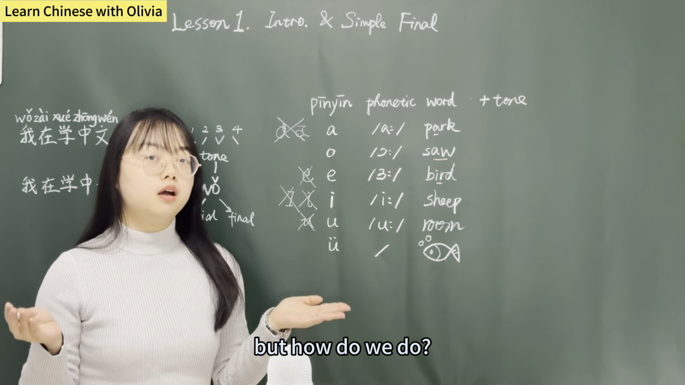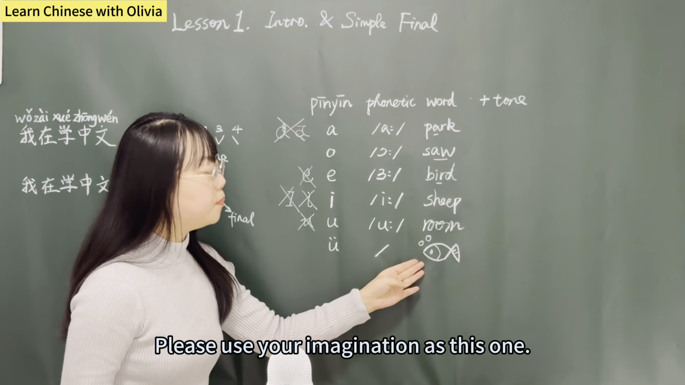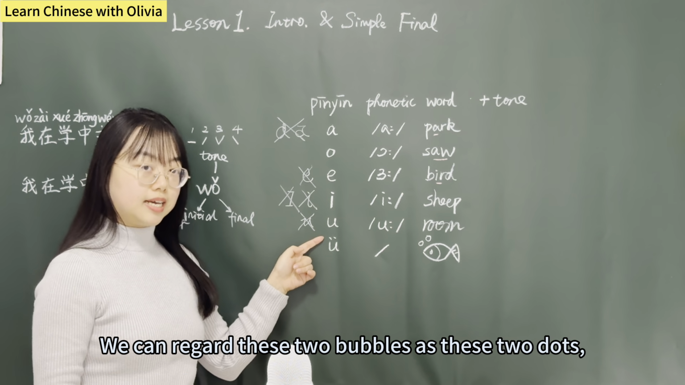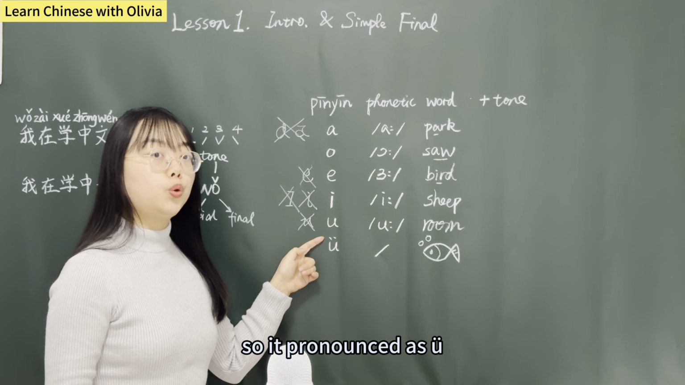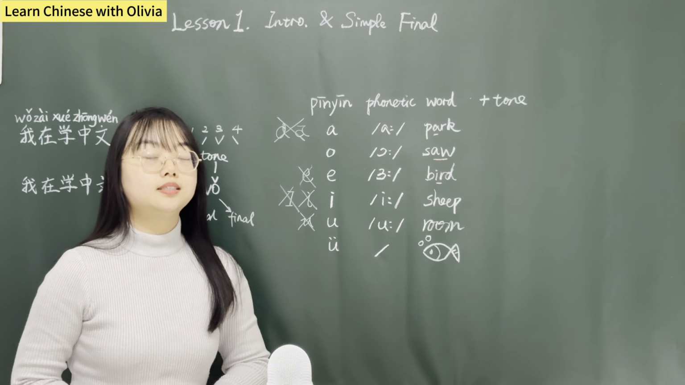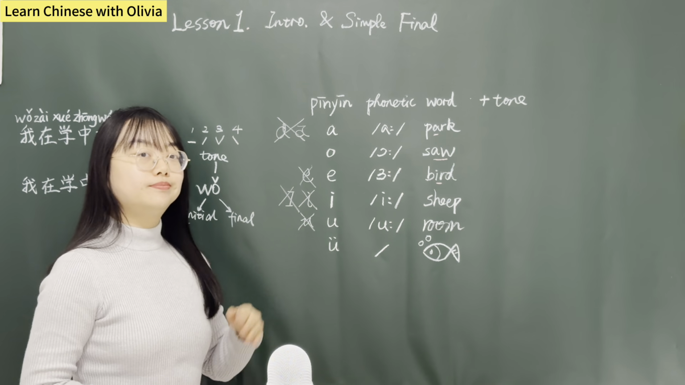And for the last one, it is very hard for us to look for a suitable one in English phonetics. But what do we do? Please use your imagination at this one. We can regard these two bubbles as these two dots. So it is pronounced as ü. The mouth shape is just like ü.